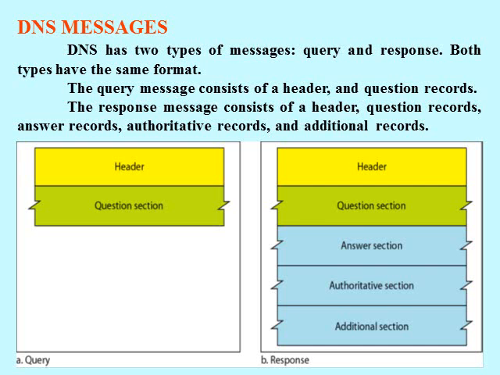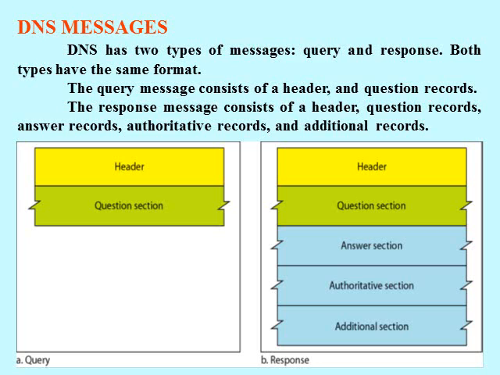Now the second thing for Domain Name System is DNS messages. So what kind of messages are used by the Domain Name System? We can observe these messages in DNS. DNS has two types of messages. The first one is a query and the second one is a response. Both types have the same format.